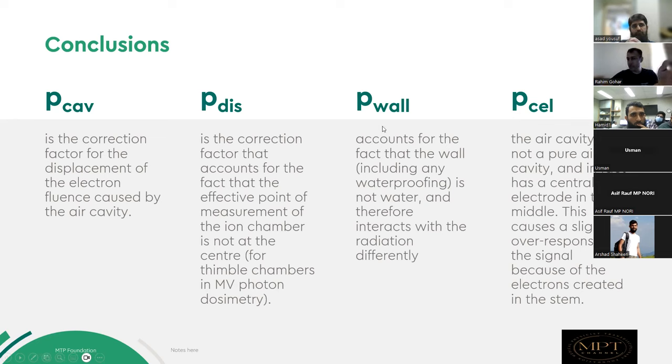And then the P wall. The wall is not water equivalent, although they try to make it water equivalent, but it is still going to disturb the fluence of the electrons, so you need to incorporate that. Similarly, the P cel, which is most of the time made of aluminum, is not water. Again, there are scatter electrons being created and all the stuff. So these are the four factors that are commonly asked. We used to call them perturbation factors, and these four of them are the perturbation factors. TRS-398 discusses all of them very clearly.